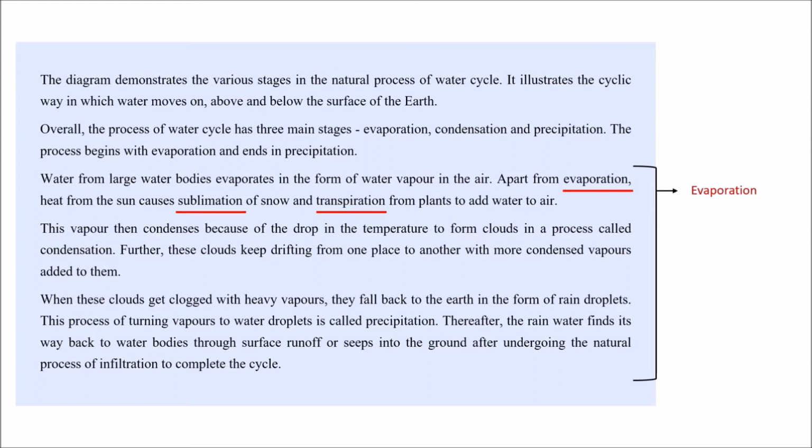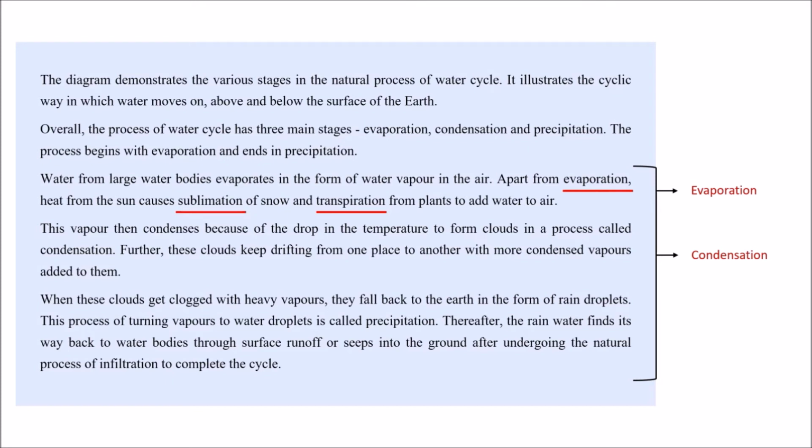The second paragraph talks about the process of condensation. It says, this vapor then condenses because of the drop in the temperature to form clouds in a process called condensation. Further, these clouds keep drifting from one place to another with more condensed vapors added to them.